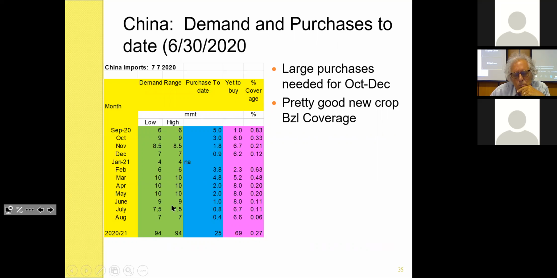And this blue bar in the middle shows their purchases to date from September forward. So you can see they bought most of their coverage for September. And on this first purple column is how much they have left to buy. Now this doesn't count what they've bought during July. So what that says is they're about 83% covered for September, but they're very weakly covered in October, November, December.